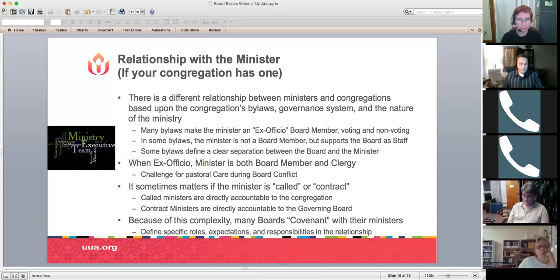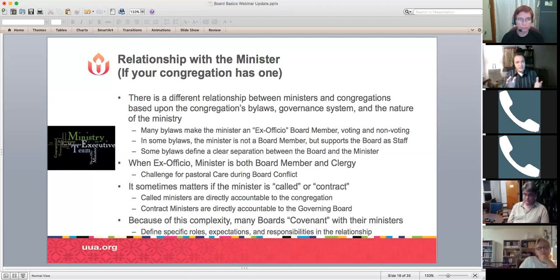When a board member is ex officio, they're both board member and clergy, and this can create times of conflict around pastoral care, where, especially during a board conflict, it can make for complicated relationships around the religious roles that the minister holds. And it does sometimes matter if the minister is called or contract.